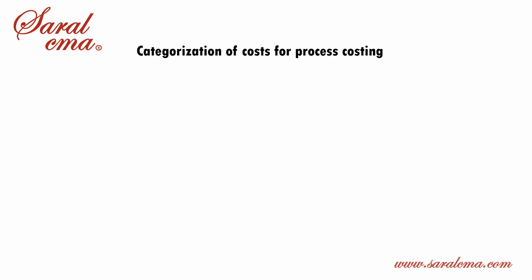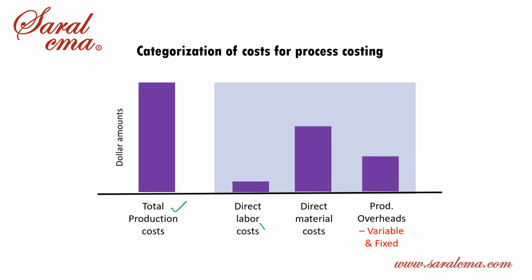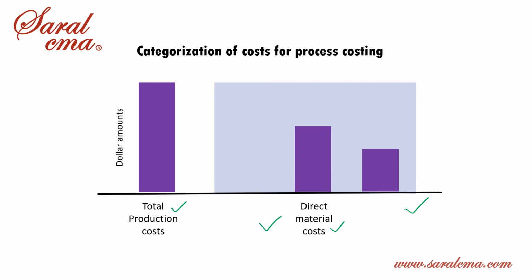Let's look at how categorization of costs is done for valuation of inventory under process costing. The total production cost can be broken down into three categories: direct labor cost, direct material cost, and production overheads, under which we will have variable overhead and fixed overhead. Sometimes we may observe that direct labor costs are minimal. They are not substantial. In such a case, direct labor costs are added to production overheads, and we will have only two categories of cost for valuation of inventory under process costing. In such a scenario, the total of overheads and the labor costs are known as conversion costs.